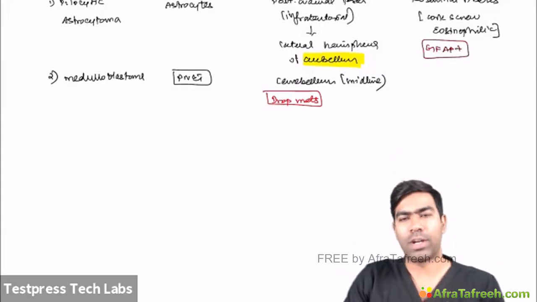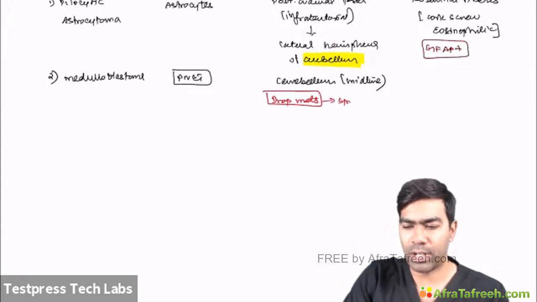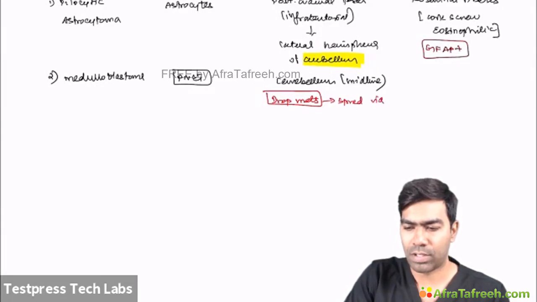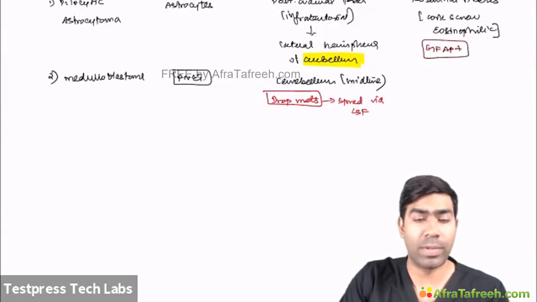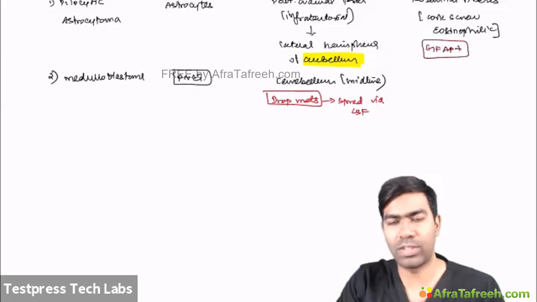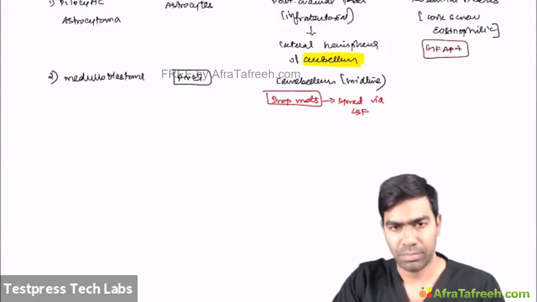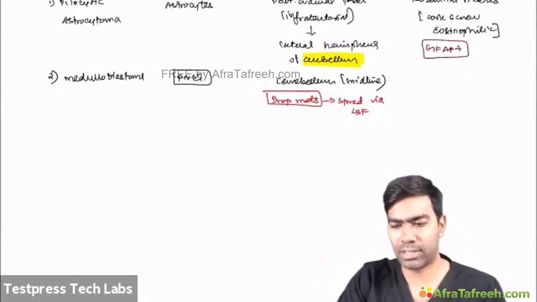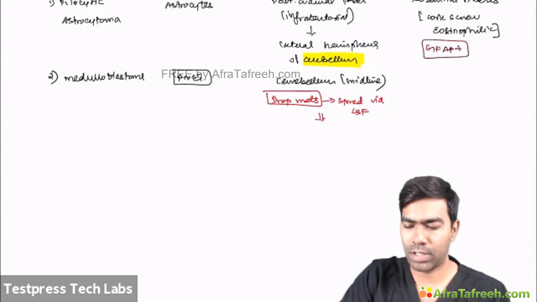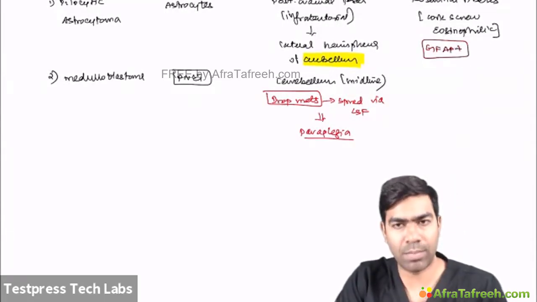Everyone knows what you mean by drop mets because of their ability to spread via CSF. That's called leptomeningeal seeding, very, very high with medulloblastoma. They can seed through the entire CSF and the entire meninges can be involved. So that's called drop metastasis, and because of the CSF spread they can cause spinal cord issues like paraplegia. So that's a very important point.